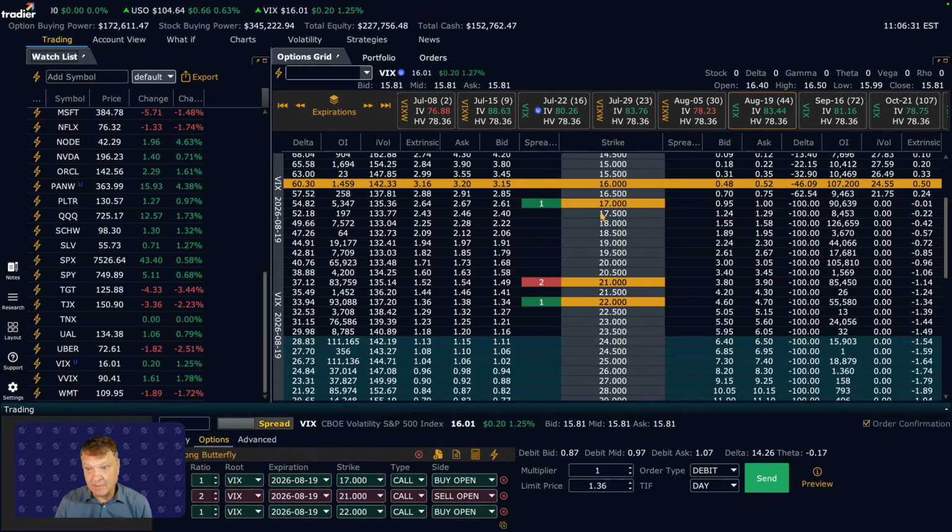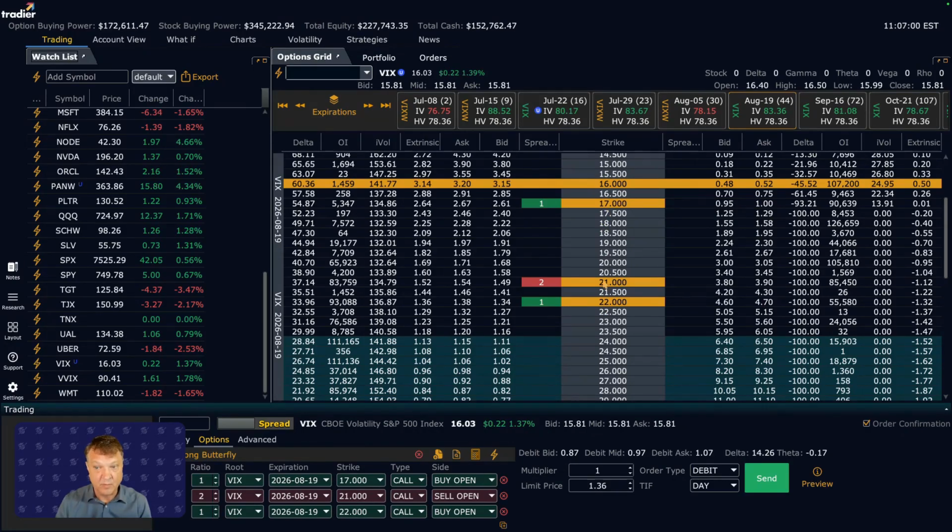So I'm going to do one of our open wing butterflies. If you watch the show, it's one of my favorite strategies on volatile underlyings. The VIX is at 16. Now it's a cash settled index, so realize that too. You're not going to end up with shares of the VIX, if you will. We're going to buy the 17 strike call, sell 2 of the 21 strike calls, and then buy 1 of the 22 strike calls.